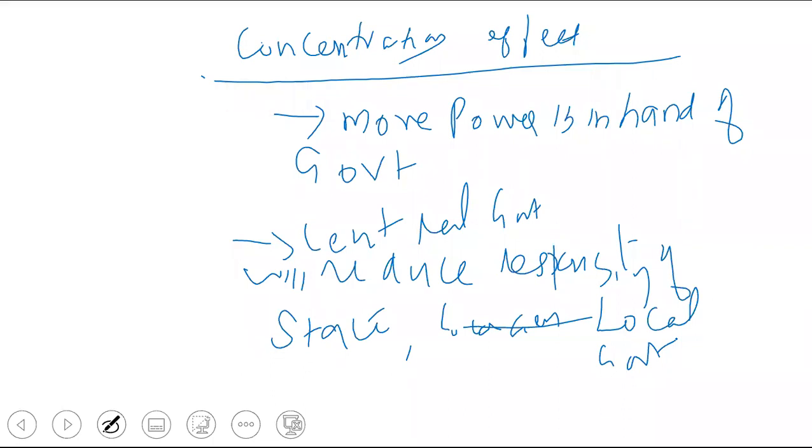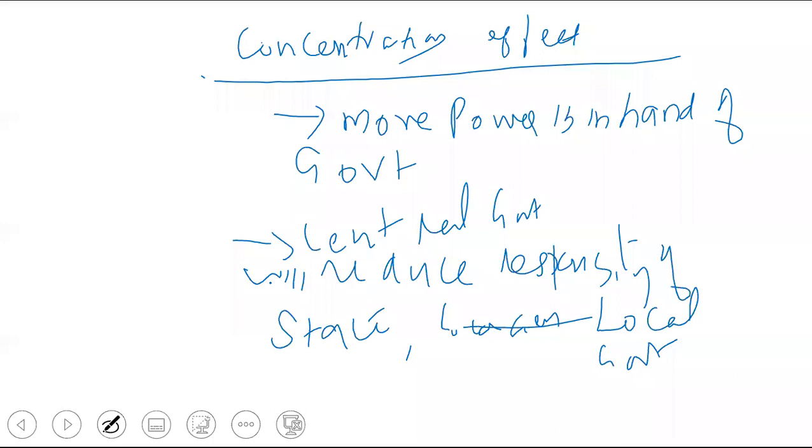I am repeating, during the time of war, government ka power gets increased, because government has to do a lot of work during the period of war. Once the war is over, what will happen? Government should reduce their work, but they are not doing it. State government और local government का जो जिम्मेदारी है वो भी central government करता है. So the power is concentrated in the hands of central government. That is known as concentration effect.